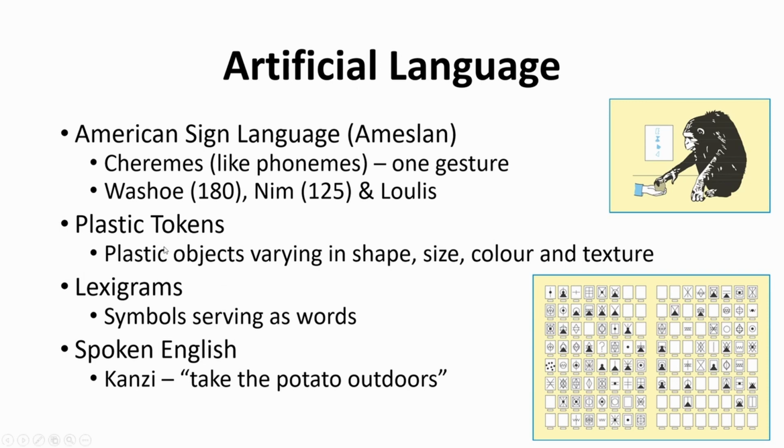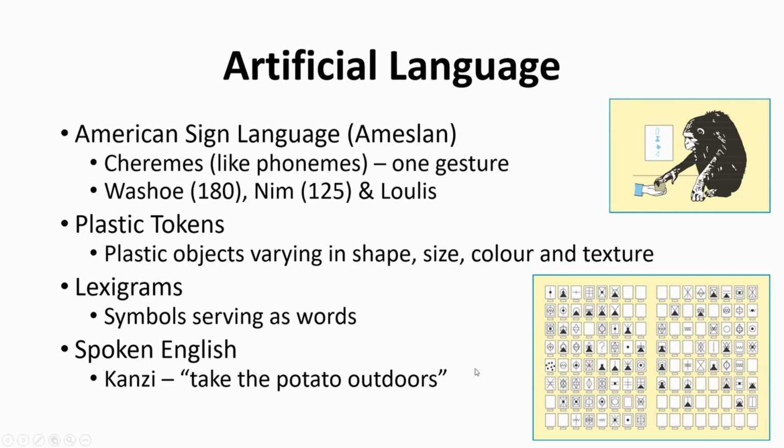There's also been artificial languages based around plastic tokens, where the tokens would vary in shape, size, color, and texture, and they could be associated with different meanings. So you could pass along a token, and that token means one type of food versus another. And there seems to be some kind of comprehension that way.